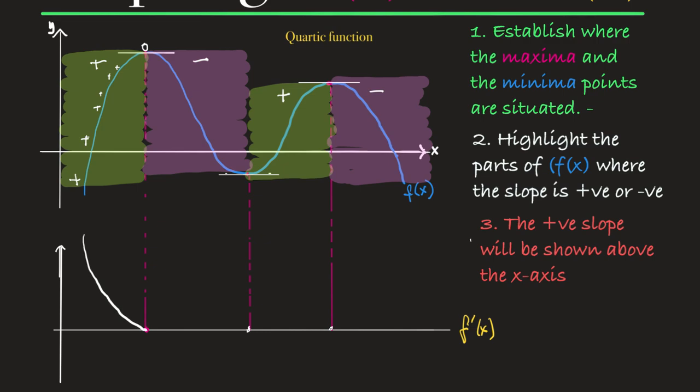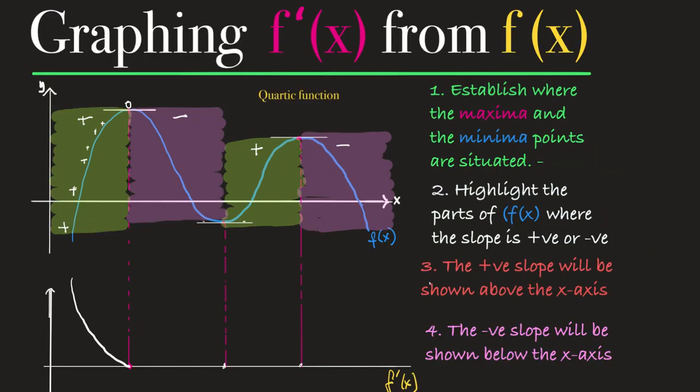Now what happens? We have a negative section, the negative slope. So now we come to our fourth point. The negative slope will be shown below the x-axis. But this section needs to be really examined carefully.